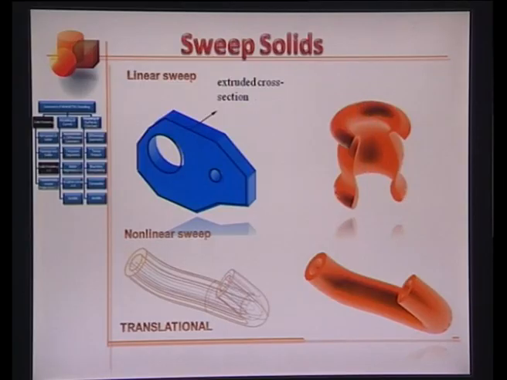Likewise, one can think of rotational sweep as well. For example, one can come up with any cross section. In particular, this is a cross section obtained by a closed spine curve or a freeform curve, and one can revolve it about an axis, in this case vertical, to get this solid. This is the rotational sweep operation.